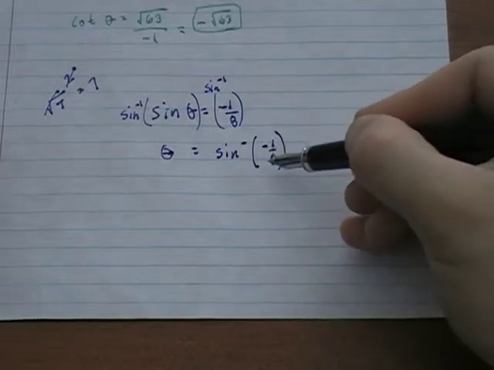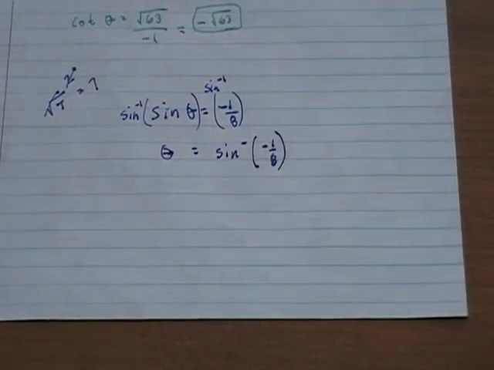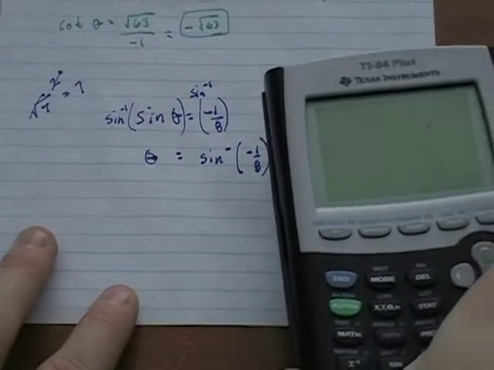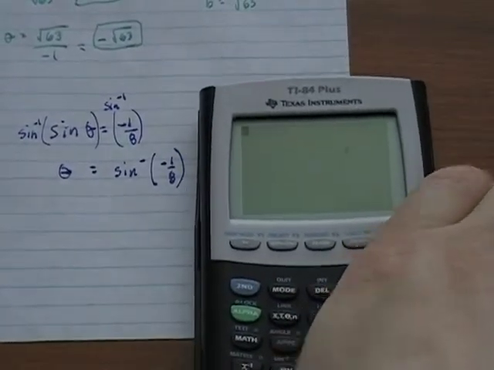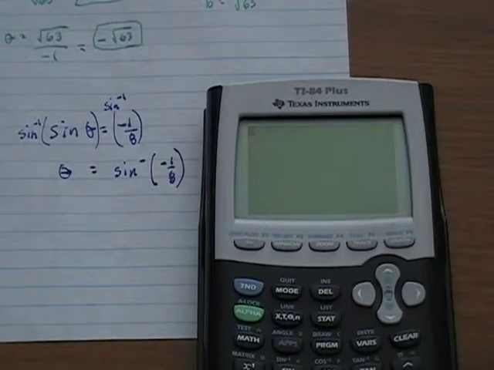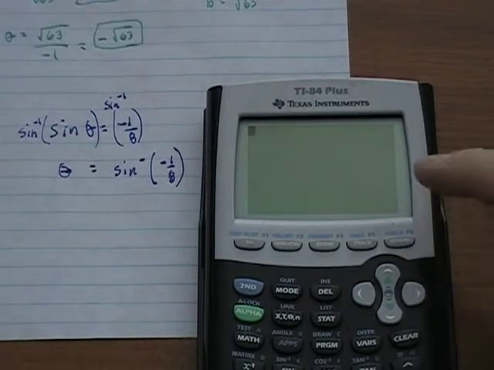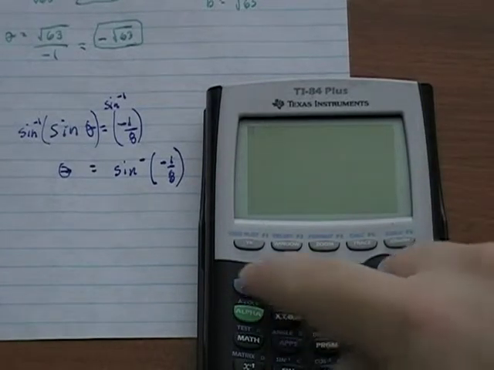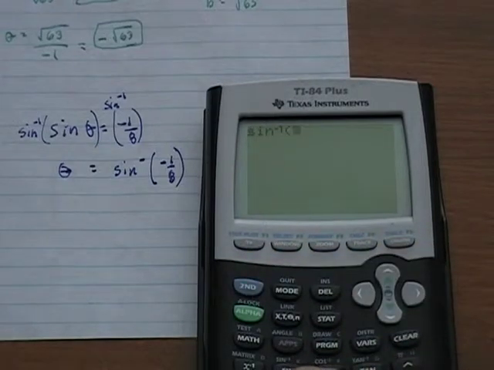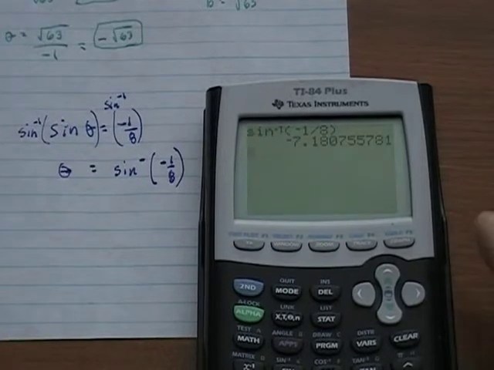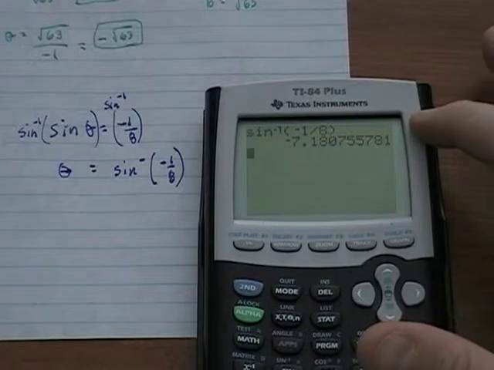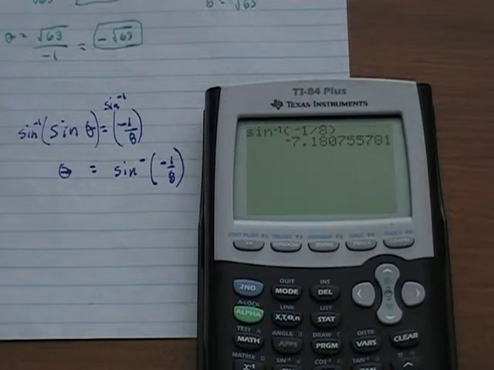Well, the way you do this is you look this up in a table. When I was a kid, we didn't have calculators. We would look this up in a table. Well, now we have calculators. So we can take our handy-dandy calculator and look this up in the table on the calculator. I'm going to say inverse sine, that's always going to be above the sine key, of negative 1/8. And if I do that, I get negative 0.7180755, and so on.